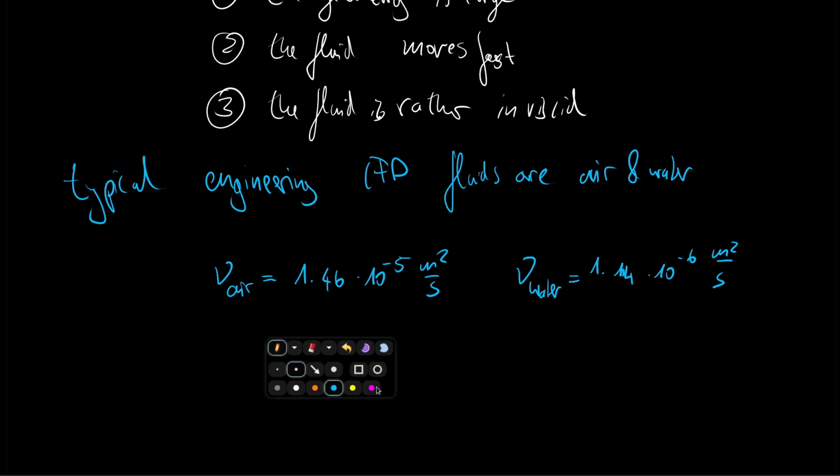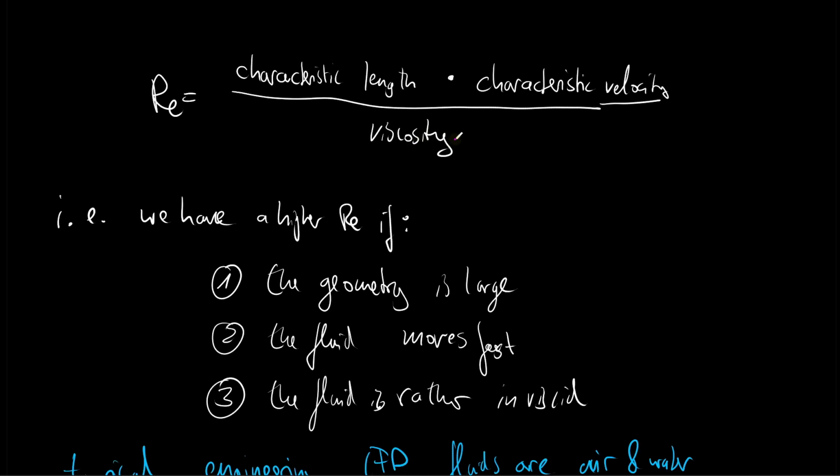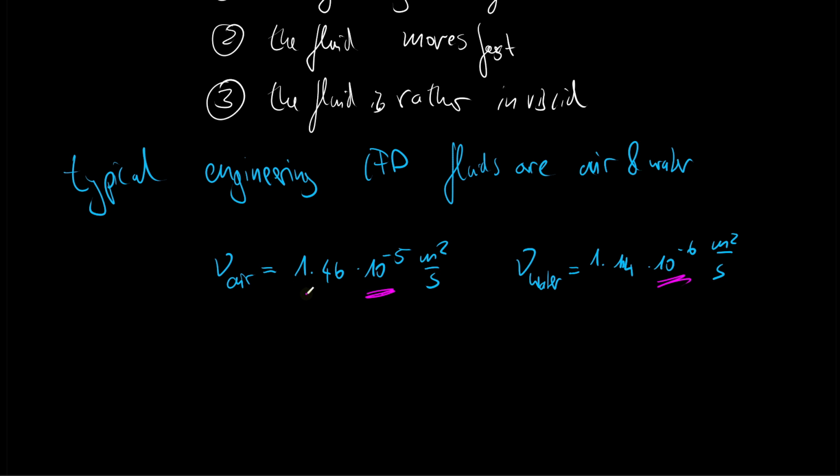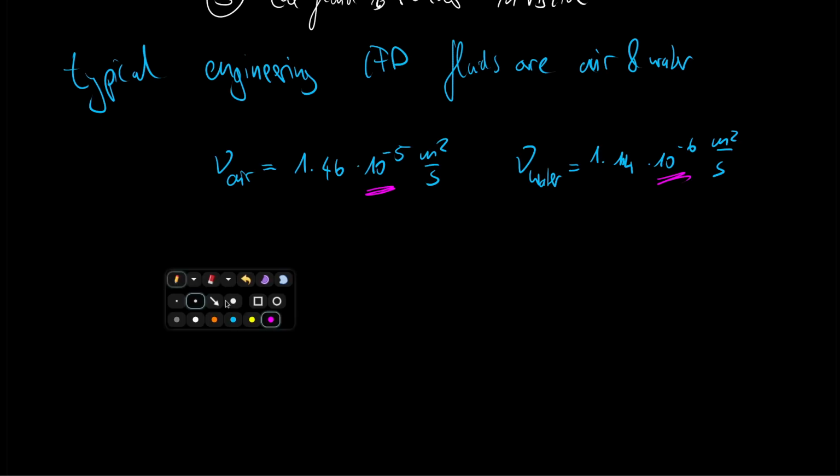And the point I want to highlight here is these 10 to the minus 5 and 10 to the minus 6. And since these kinematic viscosities are in the denominator of our Reynolds number definition, those mean that even if we have a characteristic length and a characteristic velocity of only 1 meter and 1 meter per second, so let's think of unit values here, then we already have a Reynolds number of 10 to the 5, which is 100,000, and 10 to the 6, which is a million.